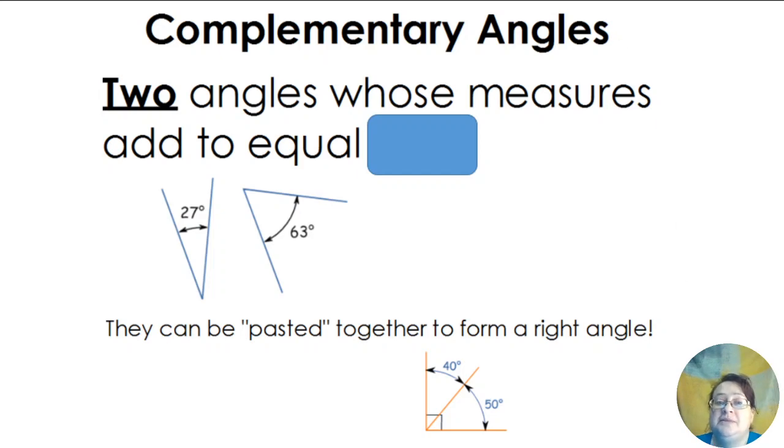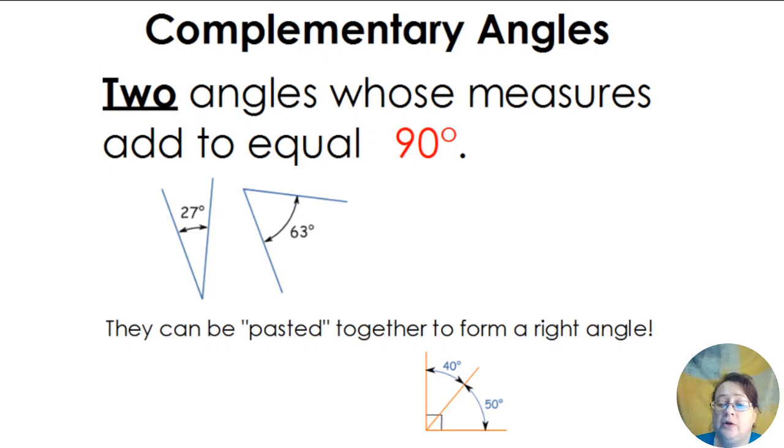Now on to relationships. Complementary angles are two angles whose measures add to equal 90 degrees. So you see here, our first two, we have an angle measure of 27 degrees, an angle measure of 63 degrees, and 27 plus 63 equals 90 degrees. If you put them side by side, they could be pasted together to form a right angle. Let's look at this one. We have an angle of 40 degrees and an angle of 50 degrees. When you put them together, 40 plus 50 is 90, and you can see that pasting them together does make a right angle.